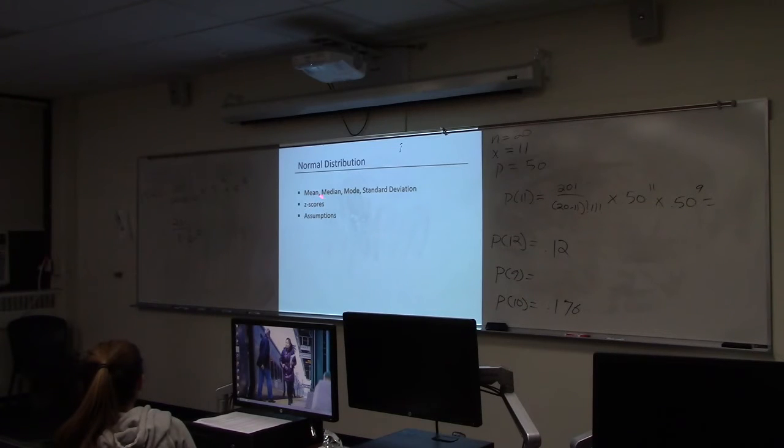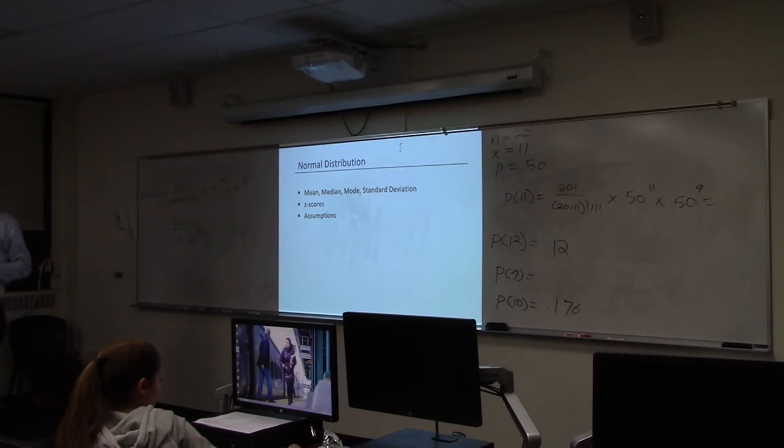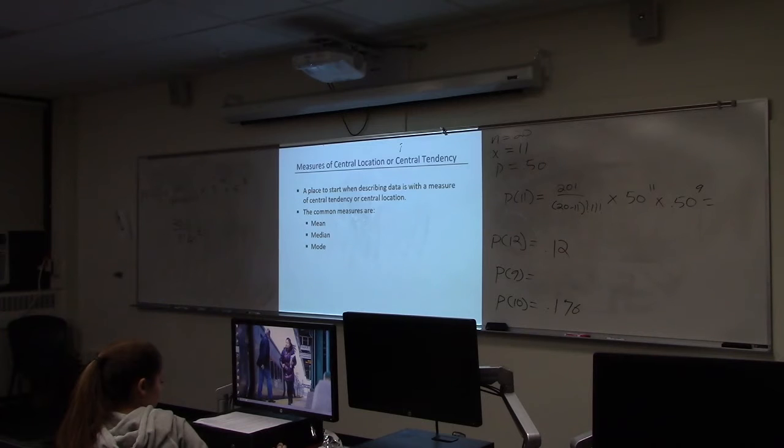We'll talk about mean, median, and mode, and standard deviation. Standard deviation is just another way of saying short and fat or tall and skinny in terms of that bell curve. We're going to talk about z-scores, which is a standardized way of looking at data, and the assumptions we can make if we have a normal distribution. So first, let's talk about the mean, median, and mode, and standard deviation. We call these three things measures of central tendency.